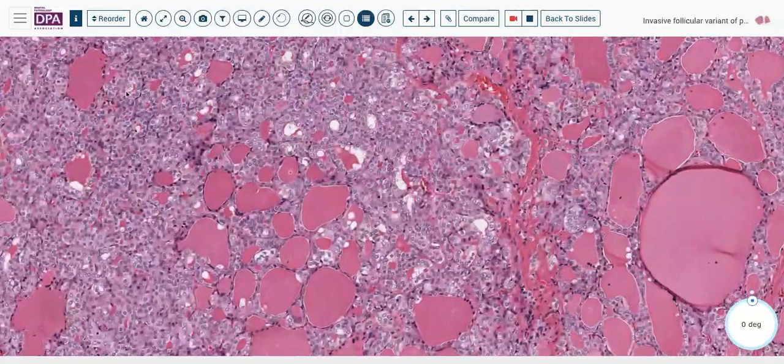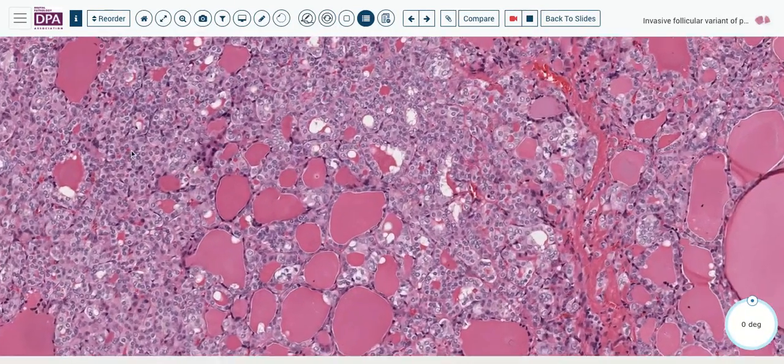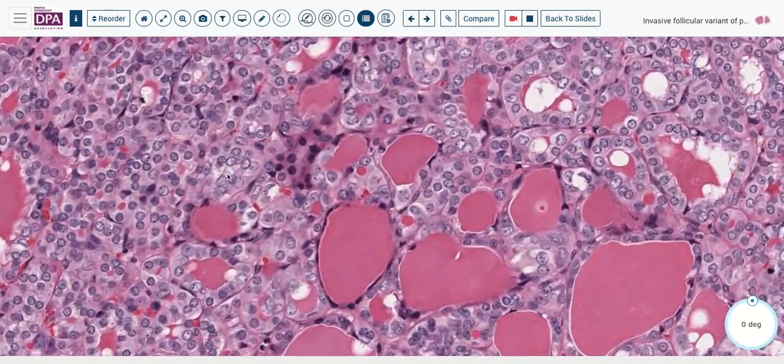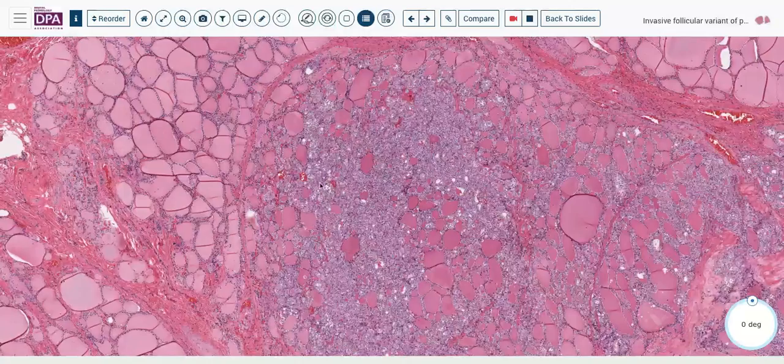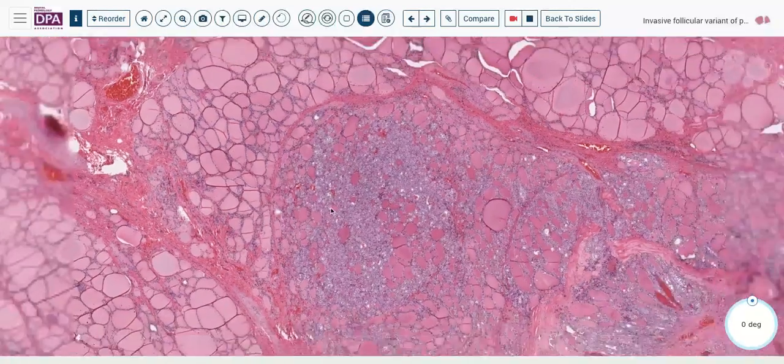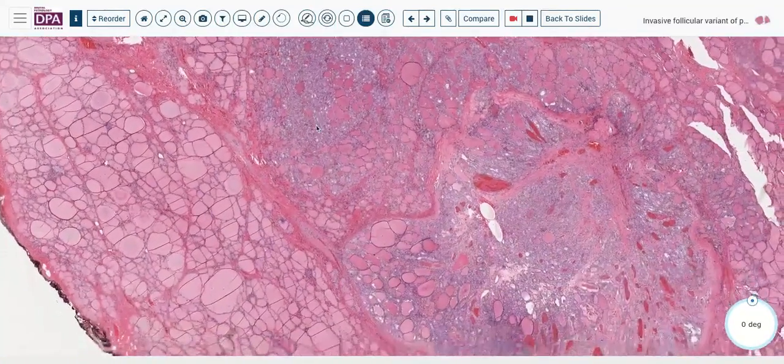Even these small areas have little central cores of colloid. And the nuclear features, again, are those of papillary carcinoma. Cleared out cells, some slightly crumpled chromatin, nucleoli. Here's a groove. So we're seeing those features that we have come to associate with papillary carcinoma. And it's diffusely infiltrative of the pattern of the thyroid.